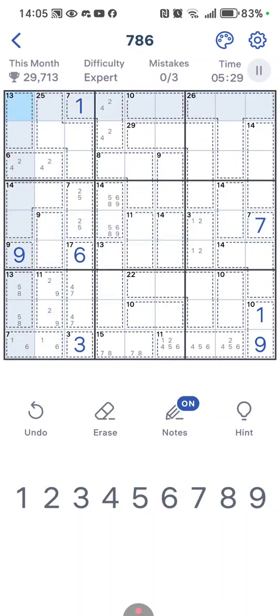So 13, this has to be 6 and 7. Can't be 4 and 9, can't be 5 and 8. So 6 and 7. So what does that leave left over? 3.